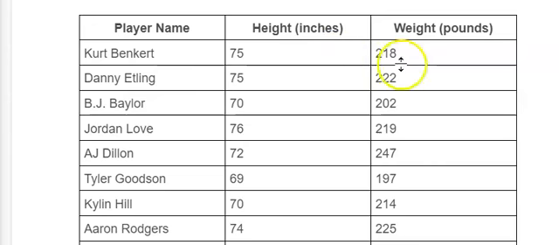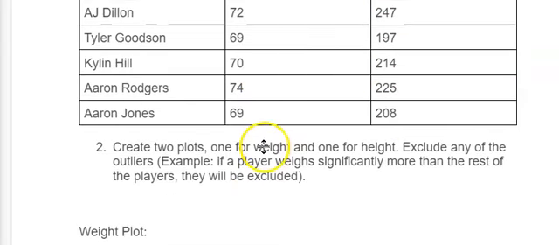So we have our first set of data right here. We have our 9 players, and we got down their weight and height. So in the second part, we create two plots, one for weight, one for height. Exclude any of the outliers.